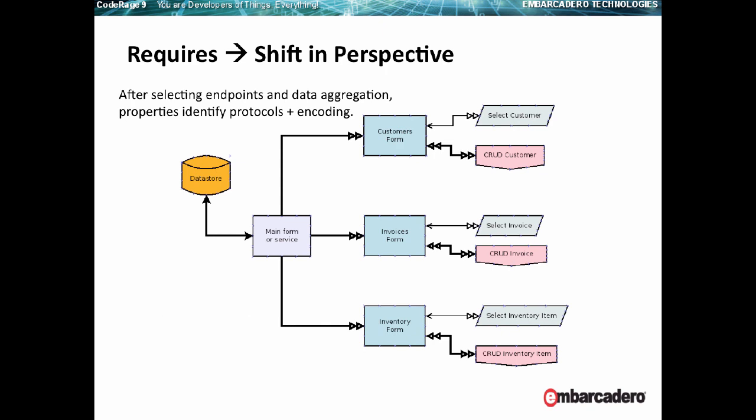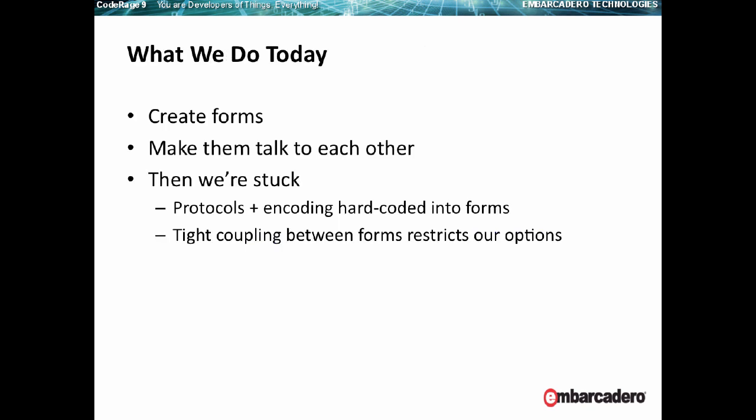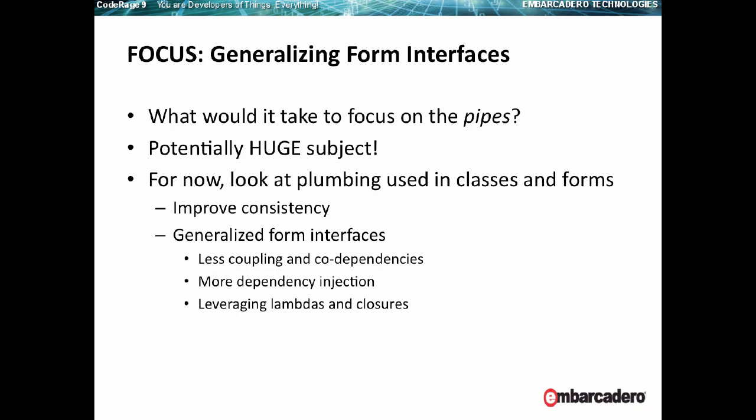All right. But what I'm seeing is after we select the endpoints and define the data aggregation properties, then identify the protocols and the encoding. We don't do that right now. We start off and say, oh, do you want this kind of application or that kind of application? And once you do, that's it. You're stuck. So we create forms, we make them talk, then we're stuck because the protocols and encoding are hard-coded into the forms, but plumbing is already rigid, and we have a lot of tight coupling between the forms, and all of that restricts our options considerably.